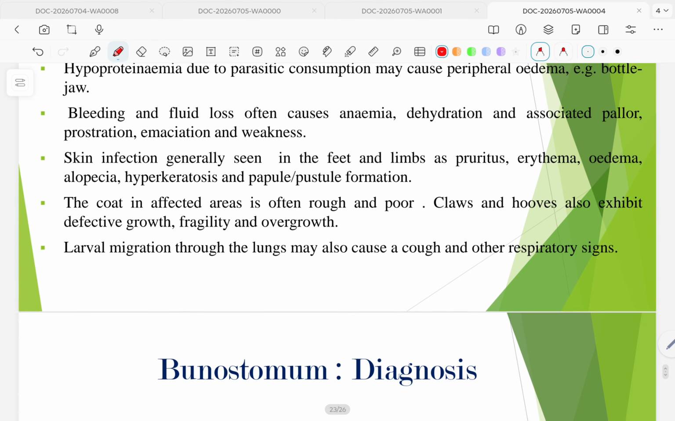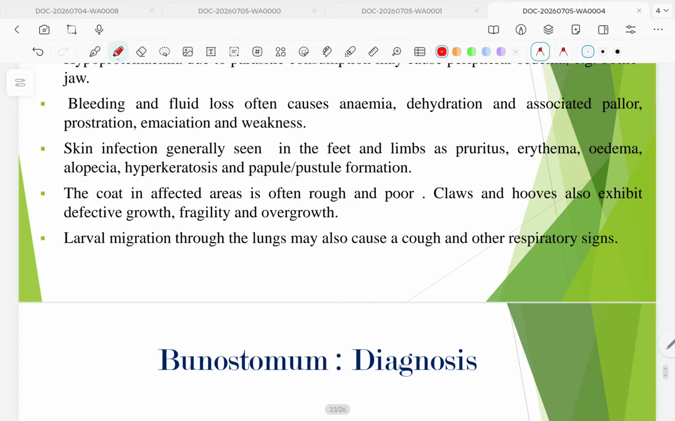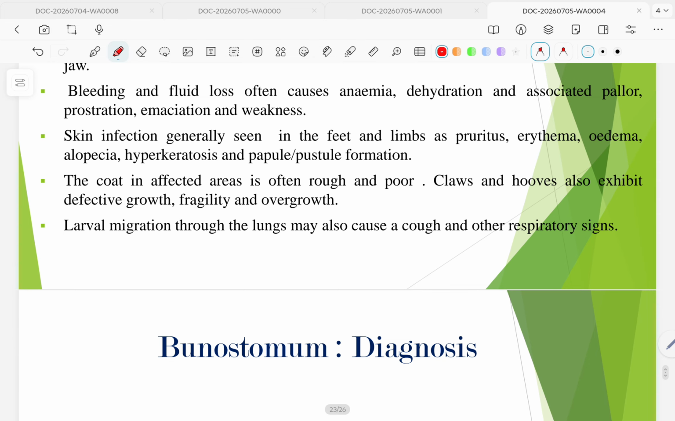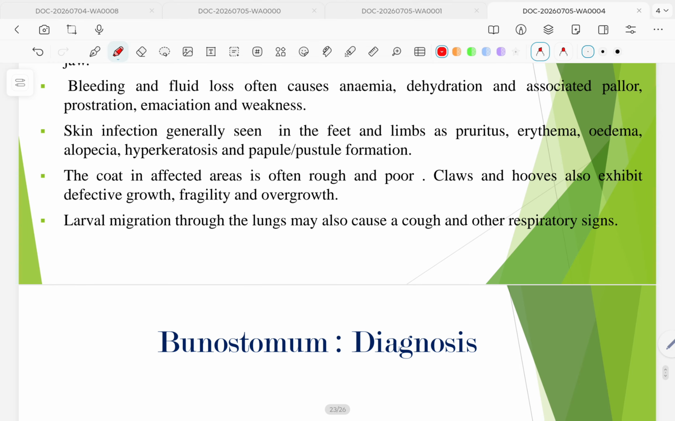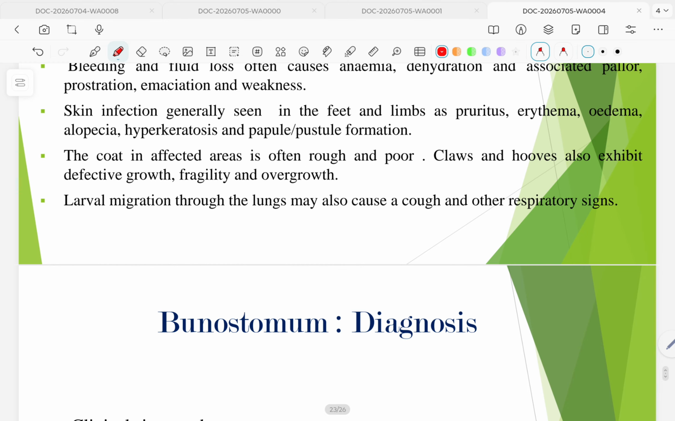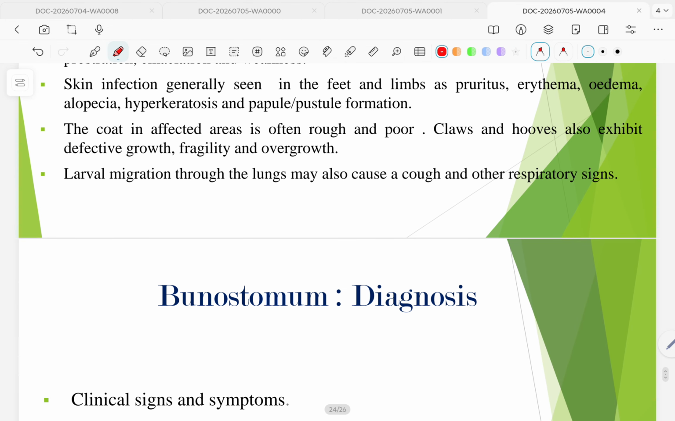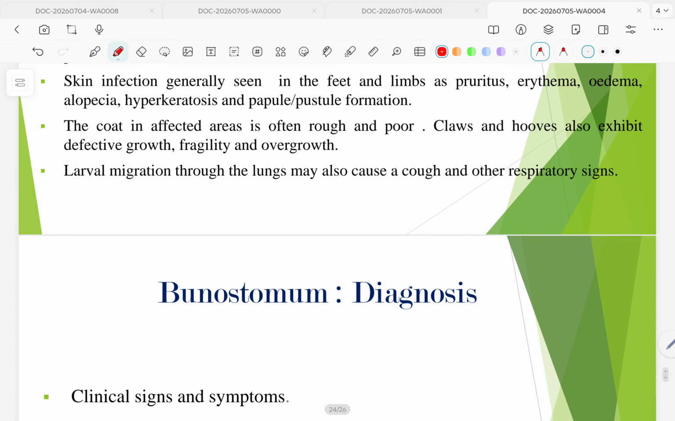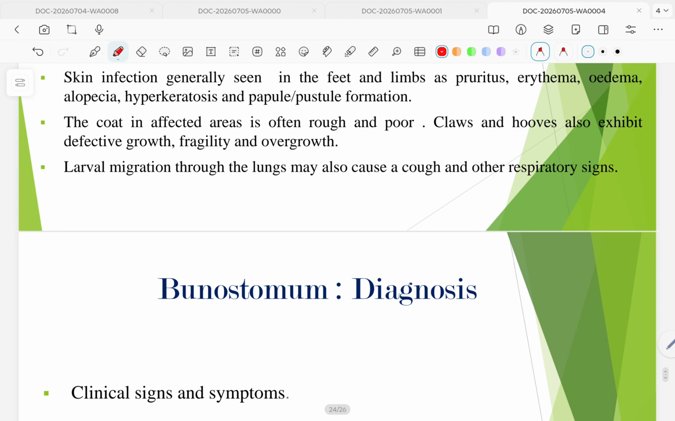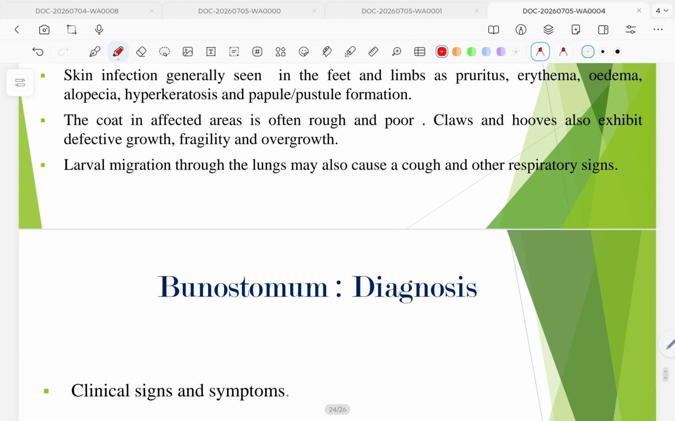Skin infections, generally seen in the feet and limbs, are pruritus, erythema, edema, alopecia, hyperkeratosis, and papule or pustule formation. The coat in the affected area is often rough and poor. Claws and hooves also exhibit defective growth, fragility, and overgrowth.